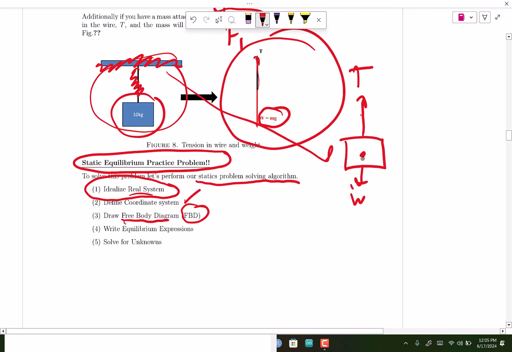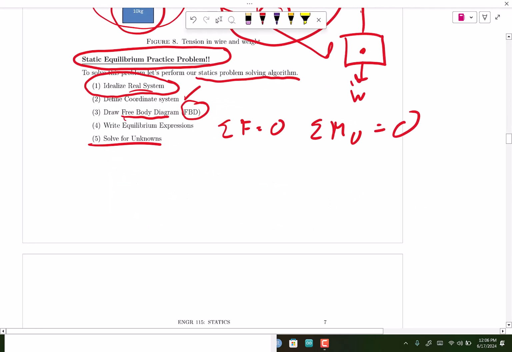It is not just so that we can be mean as instructors. It's not an academic exercise. It is literally one to help you solve complex problems, to reduce problems in terms of complexity, but also to communicate how you solve the problem. Then we're going to write out our equilibrium expression. The sum of the forces must be equal to 0. The sum of the moments must be equal to 0 about some origin. And we're going to solve for whatever unknowns remain.